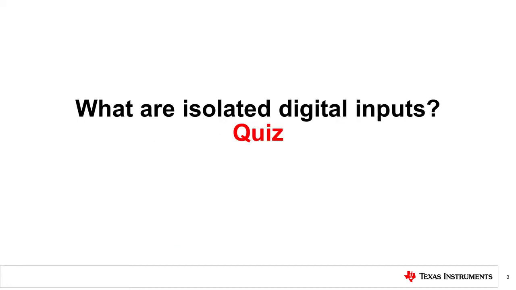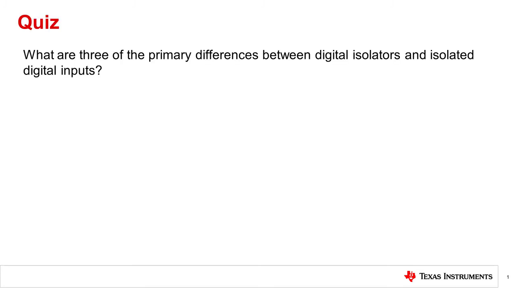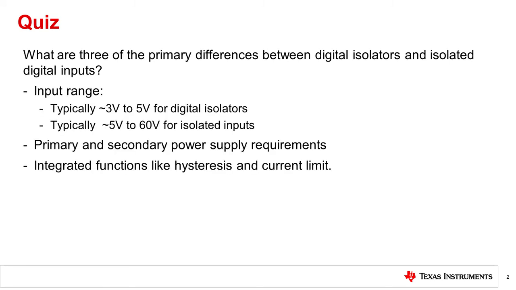Question 1. What are the three primary differences between digital isolators and isolated digital inputs? Input range. Input range for digital isolators is typically aligned with the TTL or CMOS logic inputs of 3 to 5 volts. For isolated digital inputs, the range can be much wider, between 5 to 60 volts or beyond.